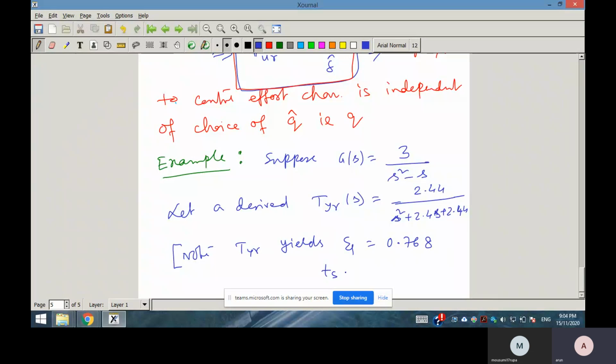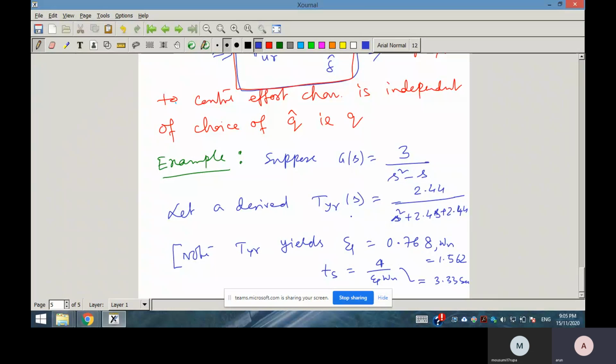And settling time is how much? Settling time will be 4 by zeta omega n. So omega n you will get here 1.562, and then ultimately settling time will be 3.33 seconds. So that means here we want a settling time less than 4 seconds, and zeta less than say 0.8, just near to 0.77. So this will obviously give a very good behavior of the closed loop system.